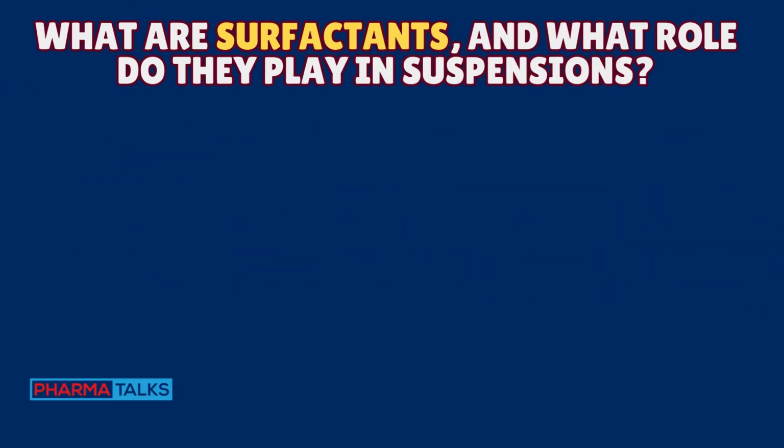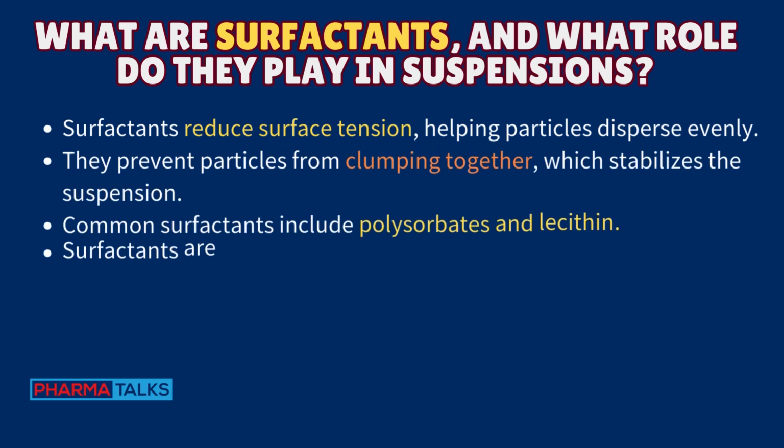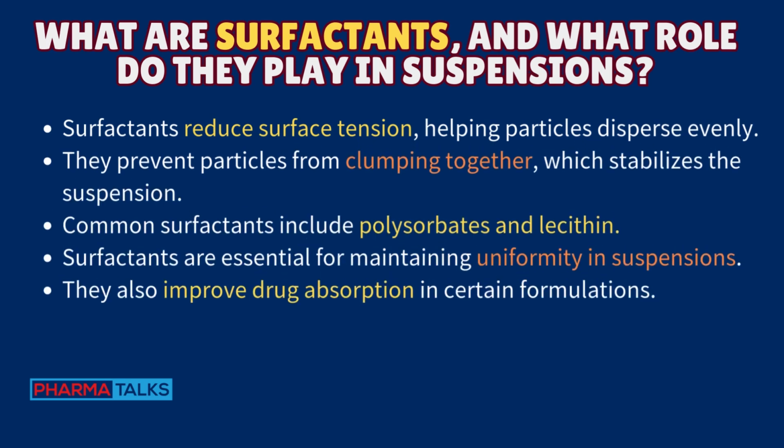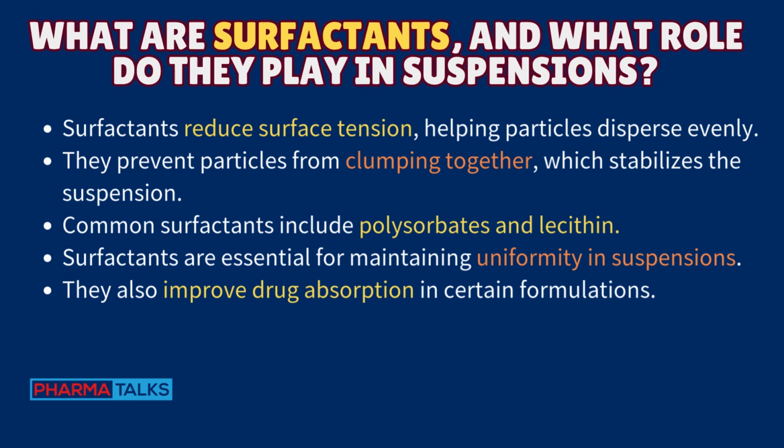What are surfactants and what role do they play in suspensions? Surfactants reduce surface tension, helping particles disperse evenly. They prevent particles from clumping together, which stabilizes the suspension. Common surfactants include polysorbates and lecithin. Surfactants are essential for maintaining uniformity in suspensions. They also improve drug absorption in certain formulations.